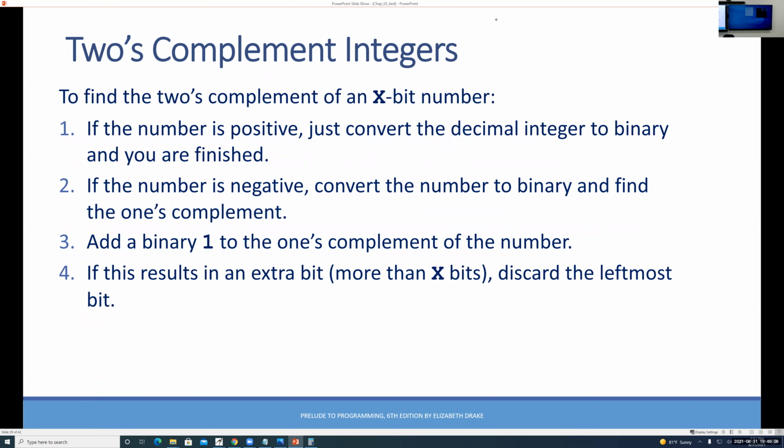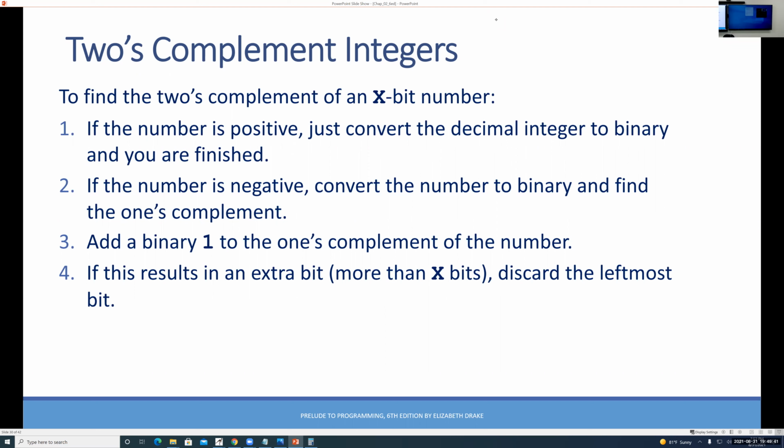Okay, now it's the two's complement integer. To find the two's complement of the x-bit number, if the number is positive, just convert the decimal integer to binary and you finish. Remember, if it's positive, it's always the same. The same with the unsigned, the same with the sign magnitude, the same with the one's complement, and the same with the two's complement. It's always the same if the number is positive.